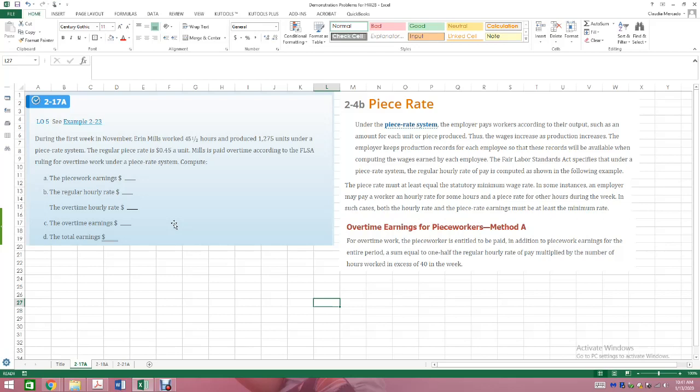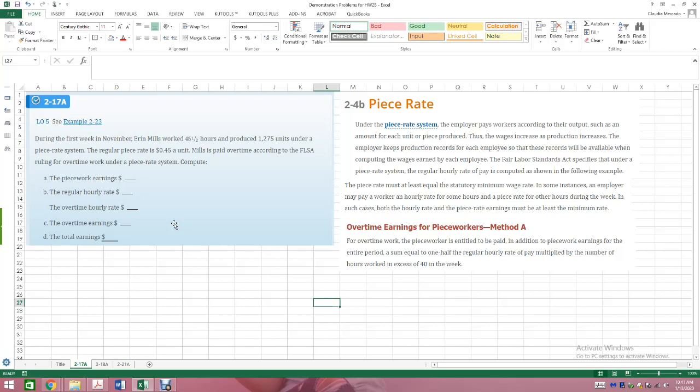So in some instances, an employer must pay a worker an hourly rate for some hours and a piece rate for others during the week. For those hours in which they didn't produce enough to cover the minimum wage, they're going to have to get paid hourly. In the others where they worked enough, they'll get paid piece rate. In such cases, both the hourly rate and the piece rate earnings must be at least the minimum rate.